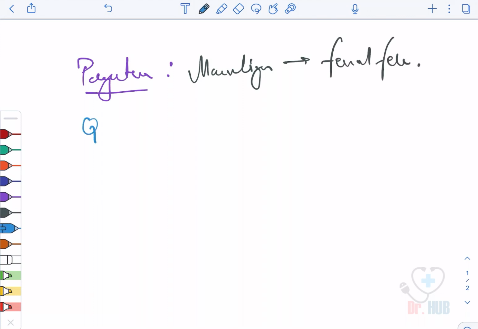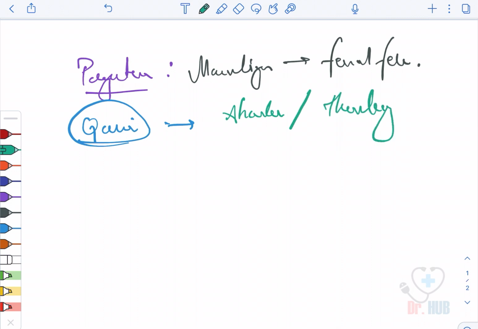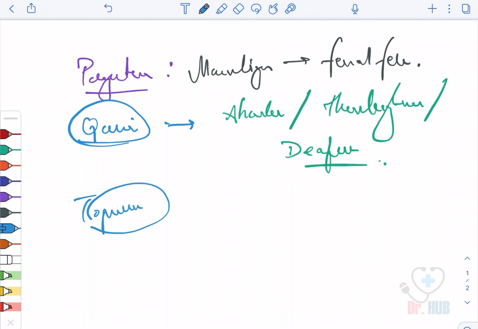Then moving on to quinine. So quinine, it can lead to the abortion, thrombocytopenia, as well as deafness. Then looking at the topiramate. So topiramate, it can lead to the cleft lip.